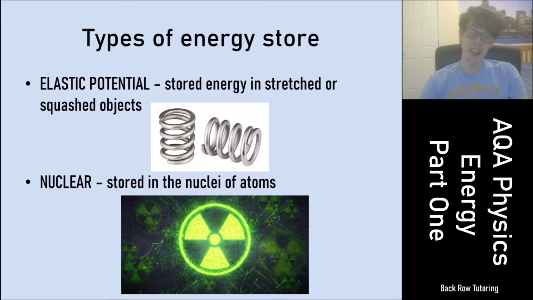There is elastic potential energy, and that's stored in stretched or squashed objects like a spring. If you compress a spring, you're giving the spring potential energy. When you let go, it's going to extend and move the spring back to its original position. And then you also have nuclear energy, and nuclear energy is stored in the nuclei of atoms. So in the middle of atoms you have neutrons and you have protons, and there's a lot of energy which is stored in keeping those together in the middle of atoms. That's quite complicated, but again, we'll come to that in a later video. Nuclear energy.